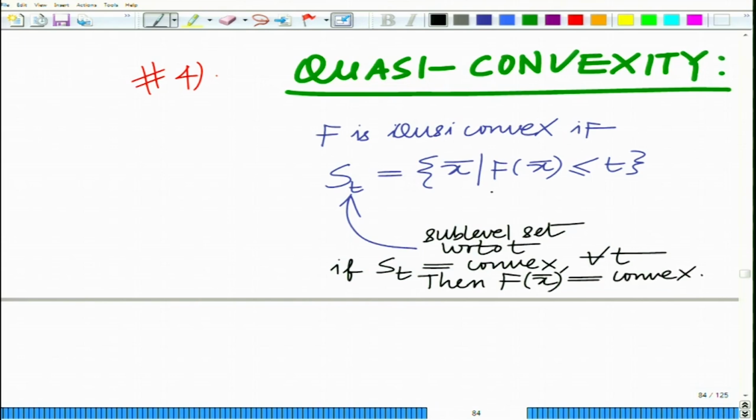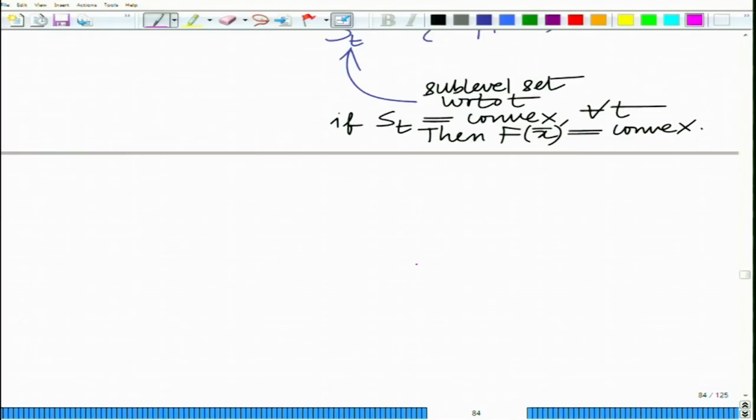That is, if you look at the sub level sets of this function, what is a sub level set? If you look at any parameter value t, consider the set of all points x bar such that f of x takes values less than or equal to t, and if these sub level sets with respect to each t are convex, the function is said to be quasi convex. This is important because there are several functions which are not necessarily convex, but qualify as quasi convex and can also have a lot of utility in practical applications. For instance, let us take a simple example.